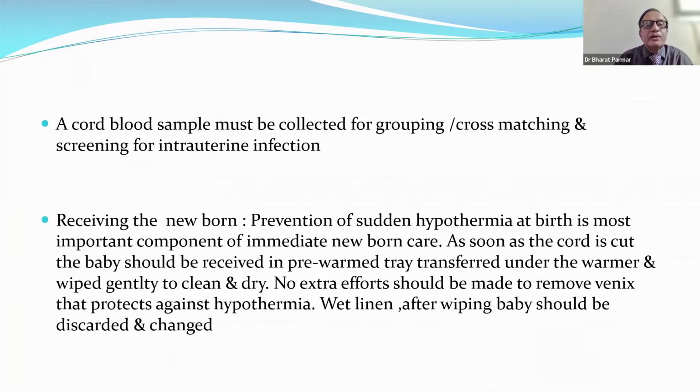Receive the newborn. The prevention of sudden hypothermia at birth is the most important component of immediate newborn care. As soon as the cord is cut, the baby should be received in a pre-warmed tray, transferred under the warmer, and wiped gently to clean and dry. No extra effort should be made to remove vernix, which protects against hypothermia. Wet linen after wiping the baby should be discarded and changed.